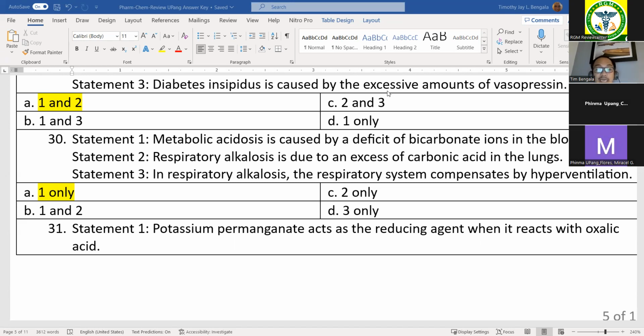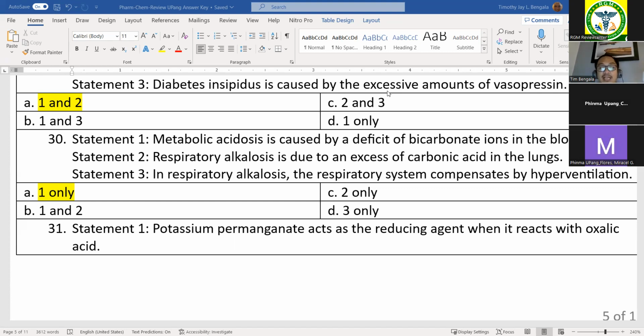Number 2, in respiratory alkalosis, is due to excess carbonic acid in the lungs. So, carbonate or carbon dioxide is acidic. So, kung marami siya, hindi siya magiging alkalosis. Magiging acidic or magkakaroon ng respiratory acidosis.